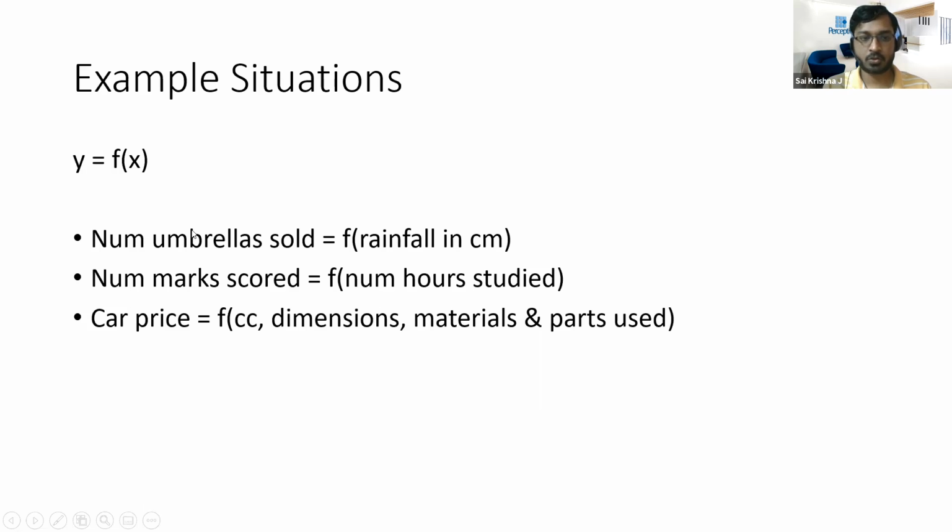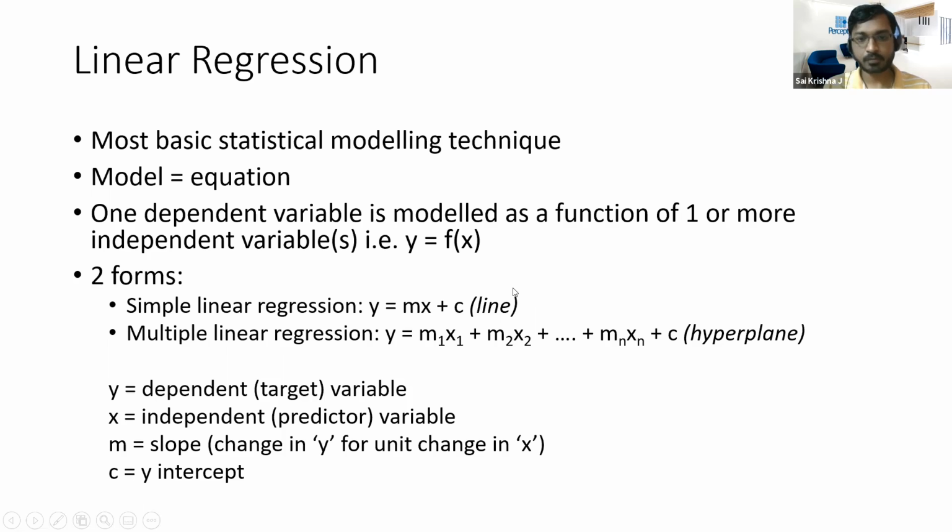So like the first two examples that you see here. x here is rainfall in centimeter. The second example, x is number of hours studied. And this is the equation of a line.